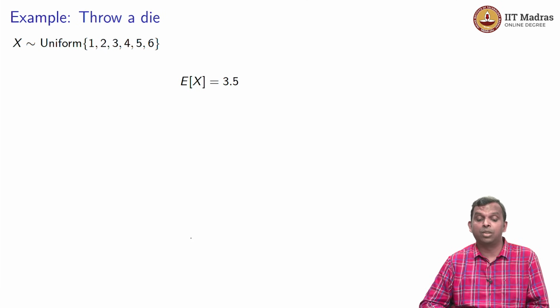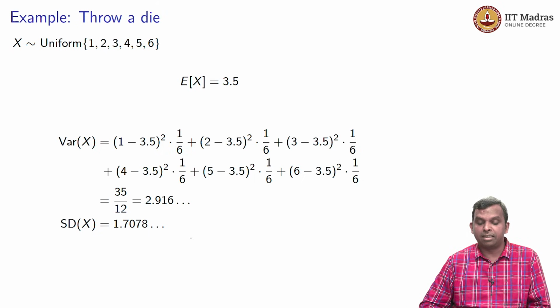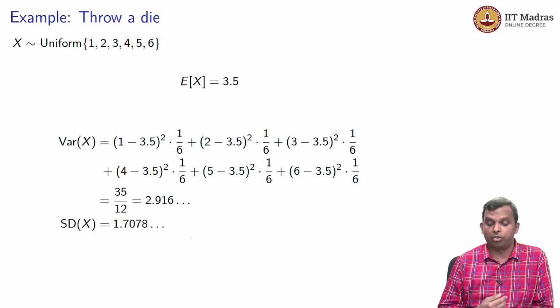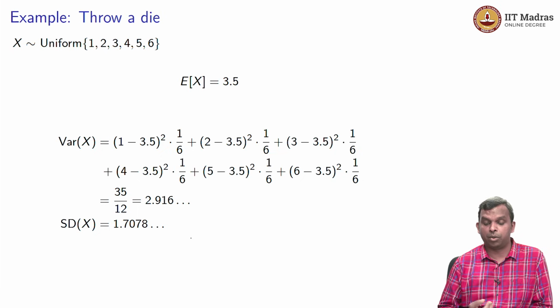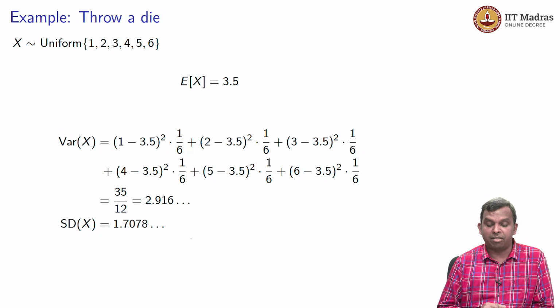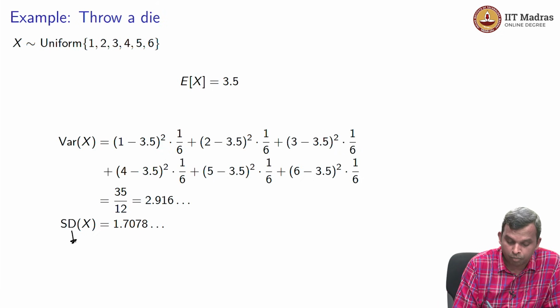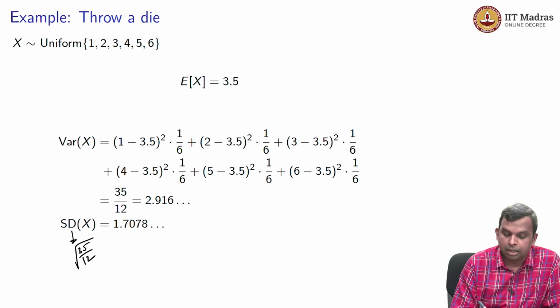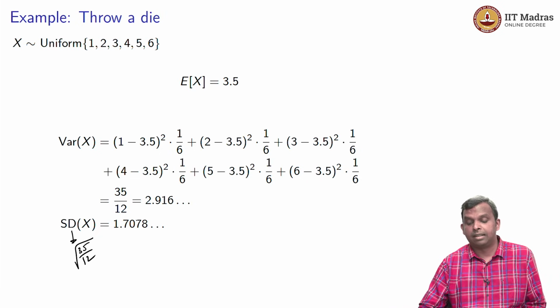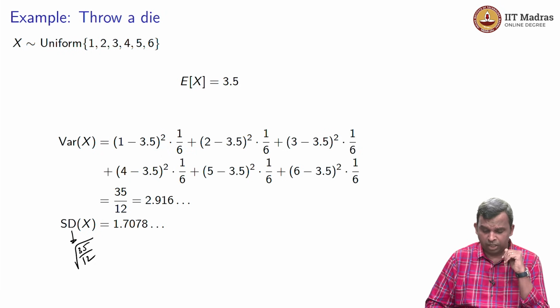Let's go to a slightly more complicated example where we're throwing a die. Your x is a uniform distribution from 1 to 6: 1, 2, 3, 4, 5, 6. Expected value of x is 3.5. We've done this calculation before. If you do variance, you will get (1 minus 3.5) square times 1 by 6, (2 minus 3.5), (3 minus 3.5), (4 minus 3.5), (5 minus 3.5), (6 minus 3.5), each squared times 1 by 6. You will get 35 by 12, which is 2.916. So the standard deviation is the square root of 35 by 12, and that ends up being 1.7078. You see the calculation, right?